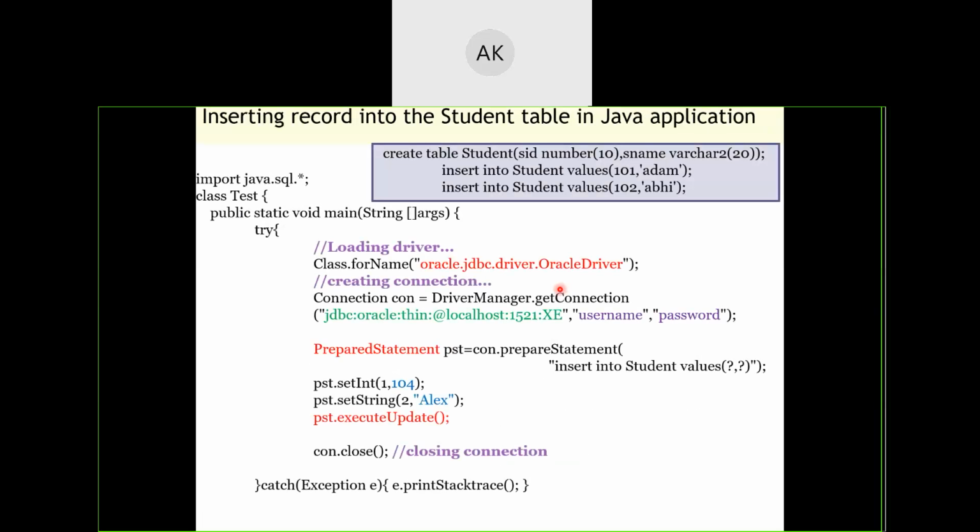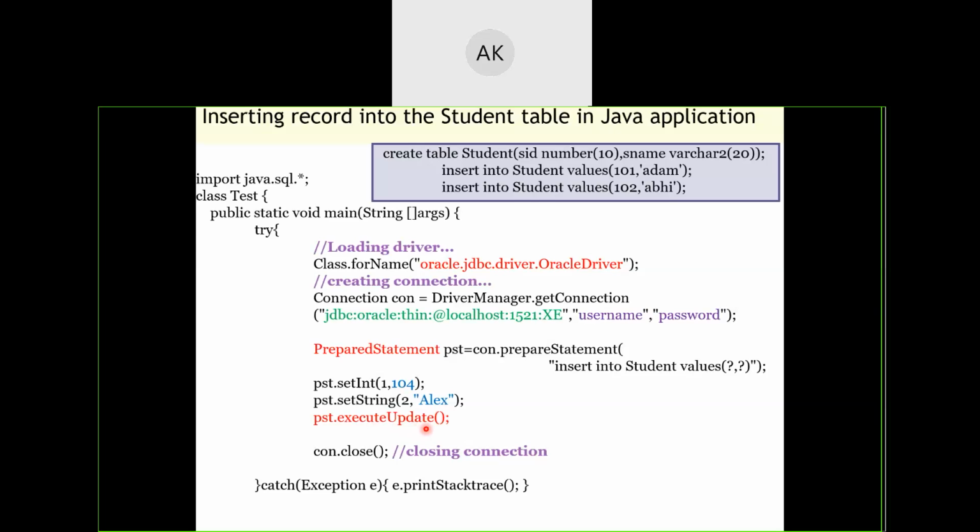But here I have used a prepared statement. Instead of using a normal statement, I have used a prepared statement in which you can see I have not specified the values directly to be inserted. I have kept question marks. A question mark is a placeholder whose values will be substituted later. After this statement is created, I set the values: set integer for the first column as 104, set string for the second column value as Alex. And I execute the above statement by using a call to executeUpdate.